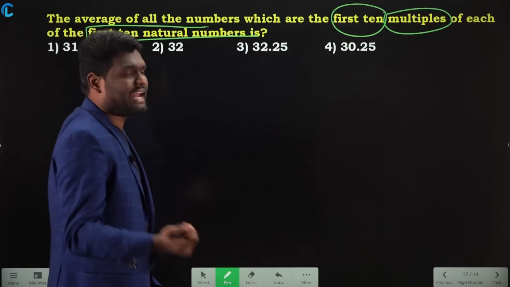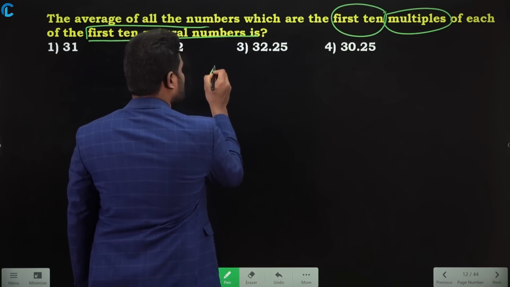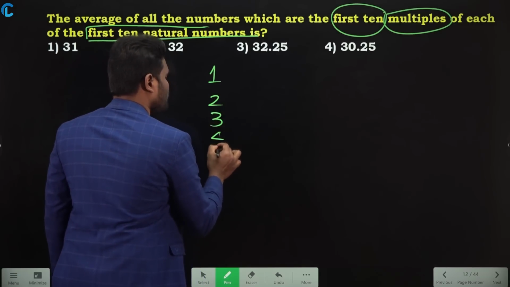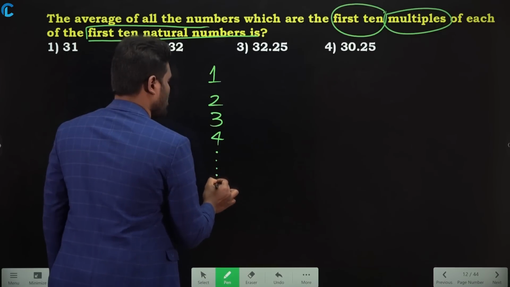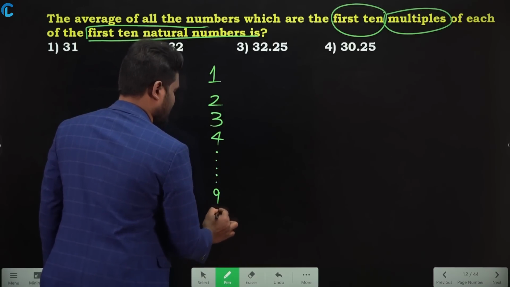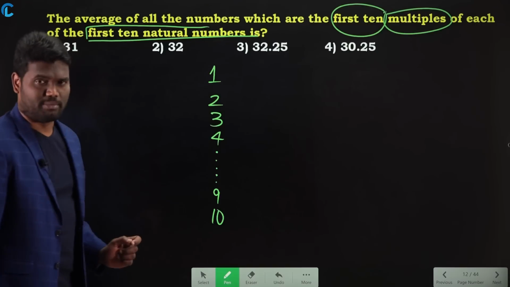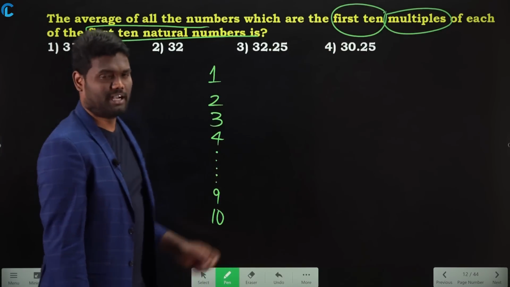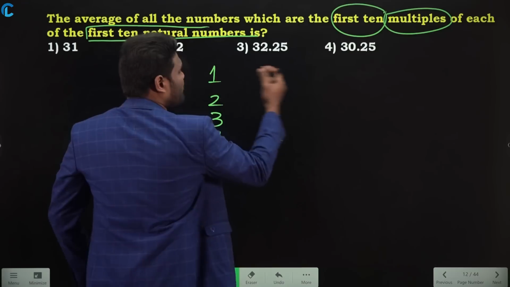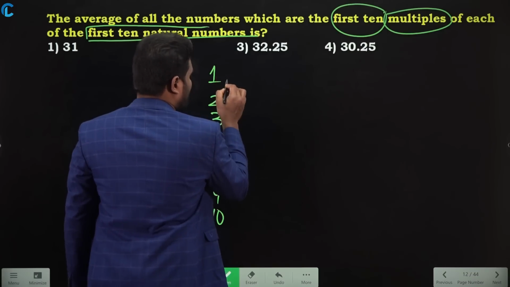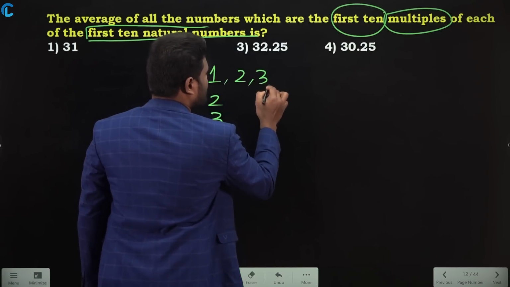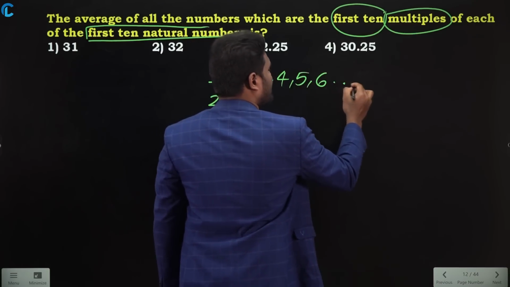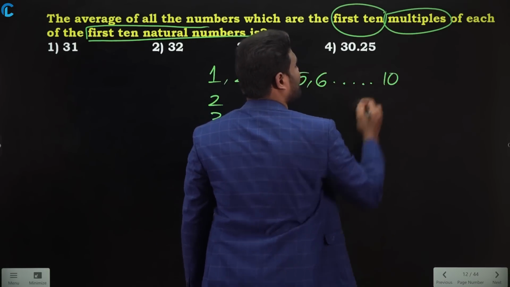You know what the first 10 natural numbers are? The first 10 natural numbers mean 1, 2, 3, 4, and so on, 9, 10. Yes or no? These are the first 10 natural numbers. For this, you need to take multiples, the first 10 multiples. Look here, what are the multiples of 1? The multiples of 1 are nothing but 1, 2, 3, 4, 5, 6, and so on. The question is saying till 10 multiples.